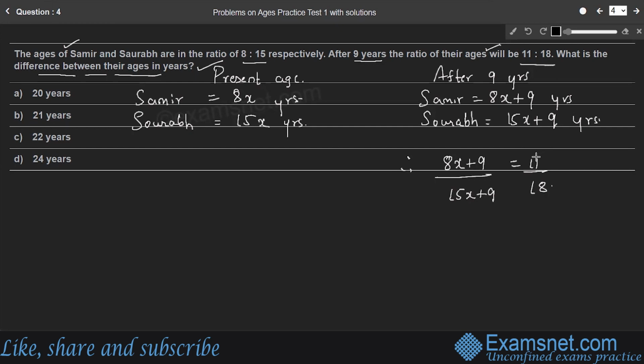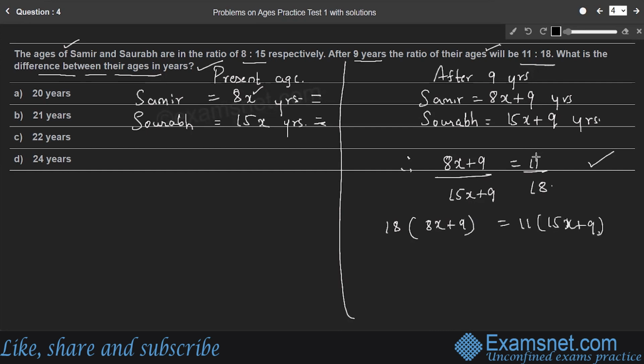So the difference between their present ages. For that we need to find their present ages, so we need the value of x. Let us find the value of x now, using this relation 8x plus 9 by 15x plus 9. We'll simplify it. 18 into 8x plus 9 is equal to 11 into 15x plus 9. 18 into 8 is 144x plus 162 is equal to 165x plus 99.